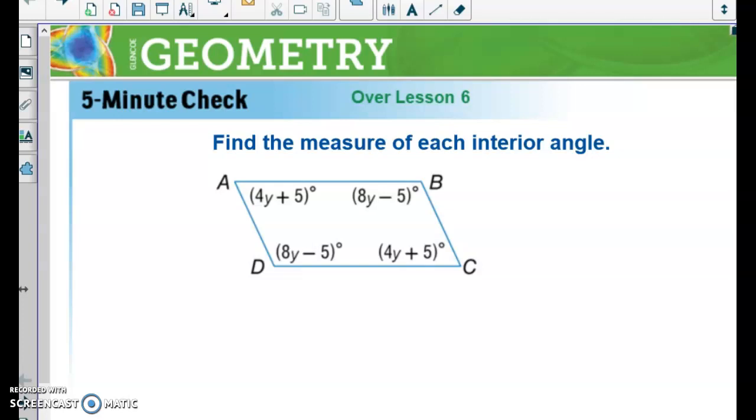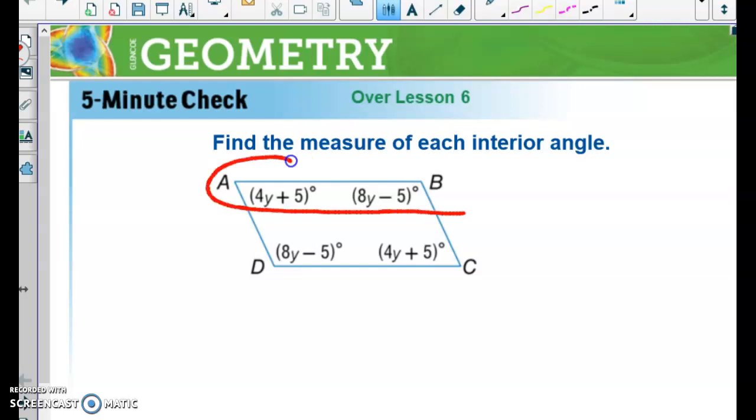Here we are on section 7.1. We're going to be doing two sections today. They're relatively quick sections. So let's start with a little bit of a review. This is review from chapter 6.